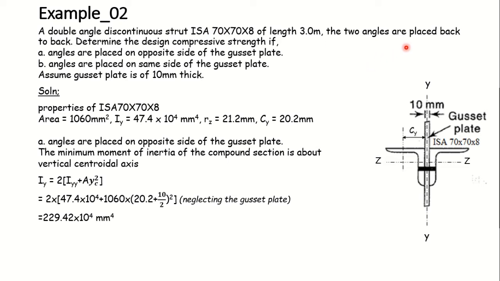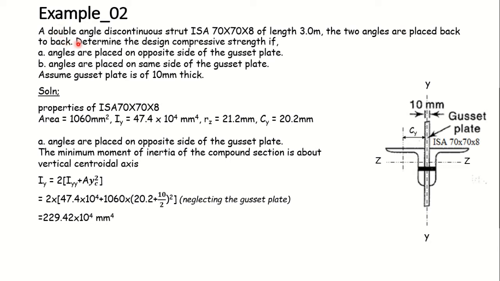The two angles are placed back to back, and this is what is shown here. This is the arrangement. So they have been placed back to back over here. The length of this member is 3 meter, angle section 70 by 70 by 8. This is the member details given to us.